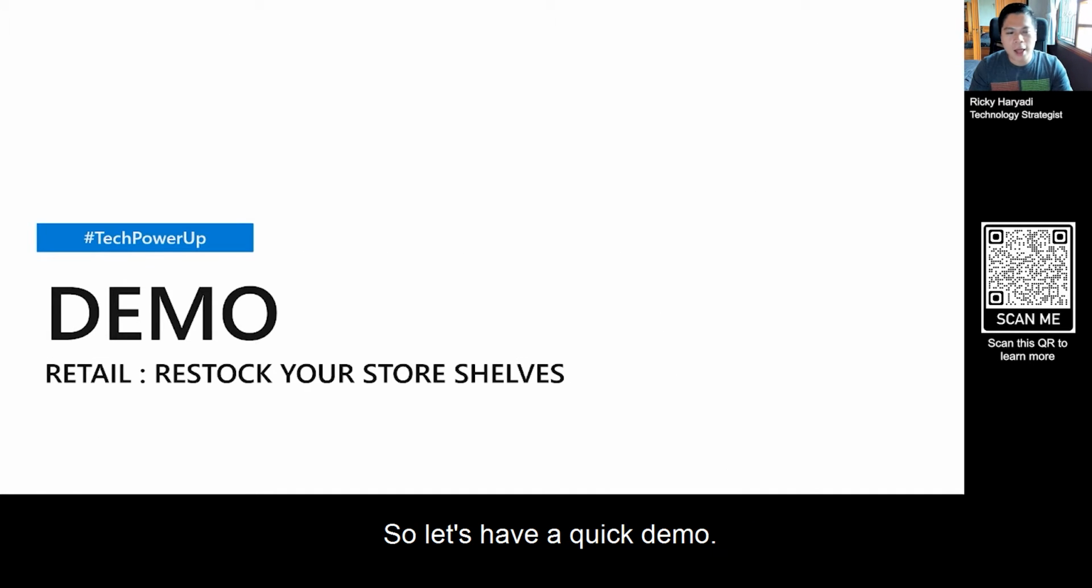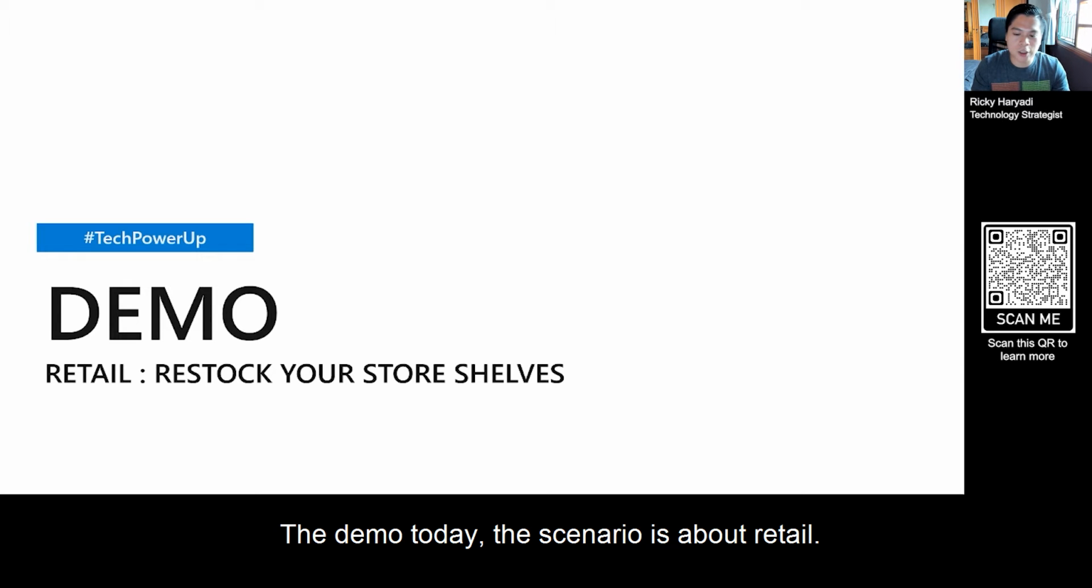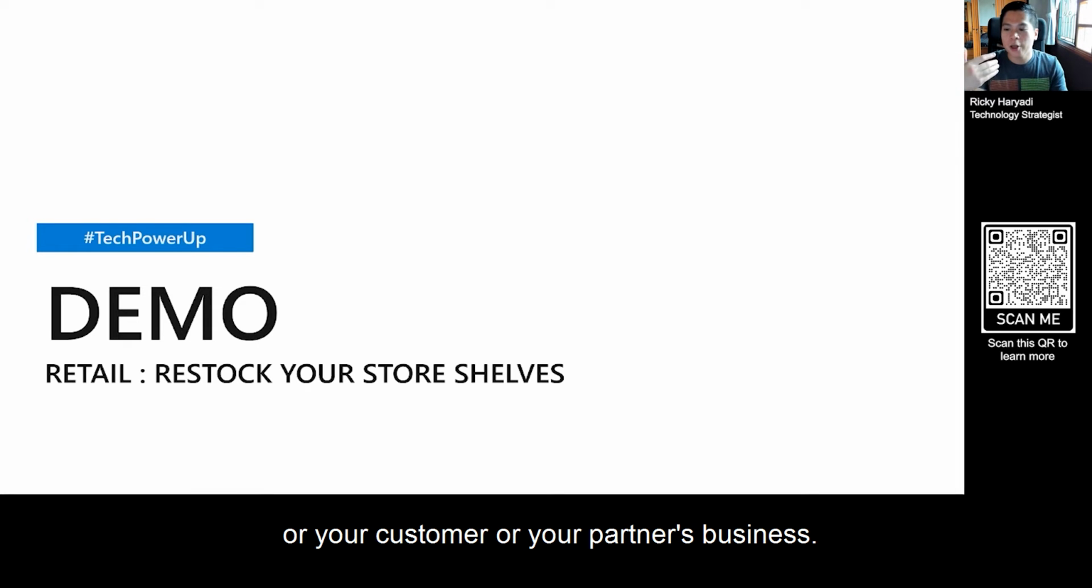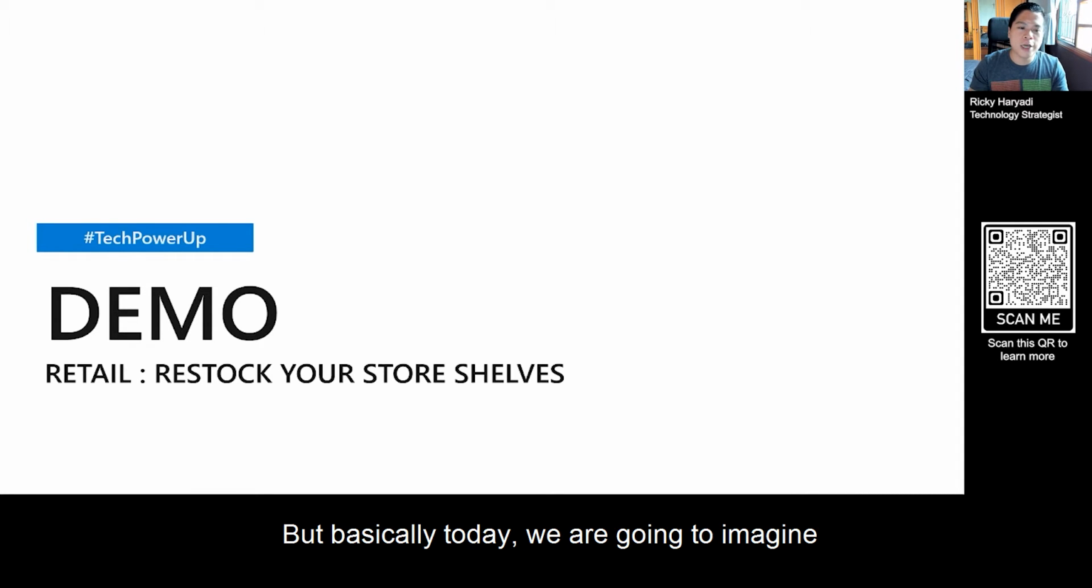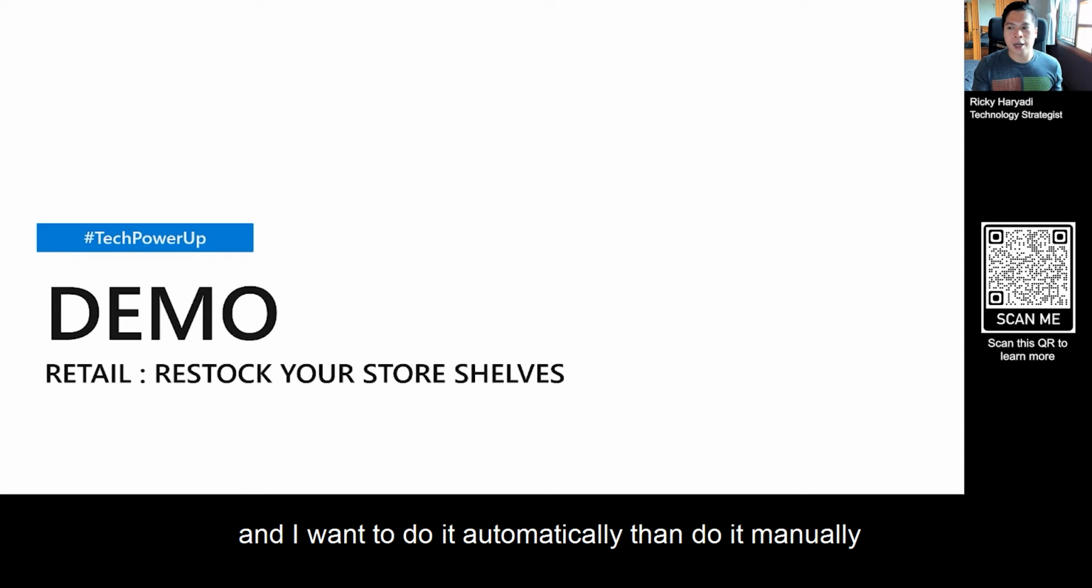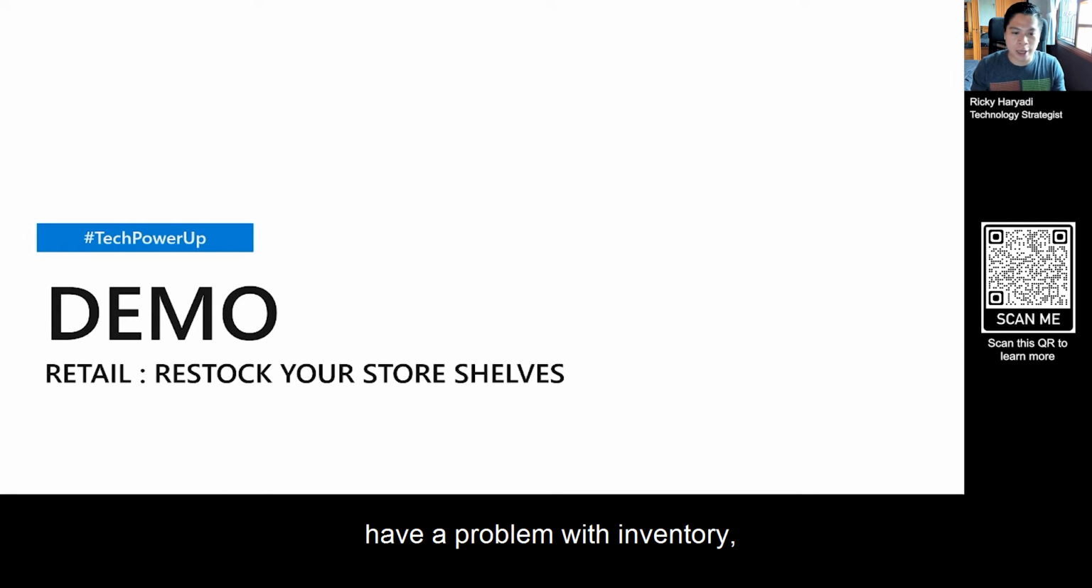So let's have a quick demo. What is the demo? The scenario today is about retail. You can imagine any scenario according to your business, or your customer's or your partner's business. But today we are going to imagine I am a retail salesperson who needs to restock store shelves, and I want to do it automatically rather than manually, because almost every retailer has a problem with their inventory and stock, and how they can optimize more and more. So let's take a look.